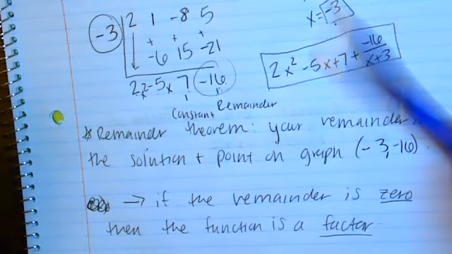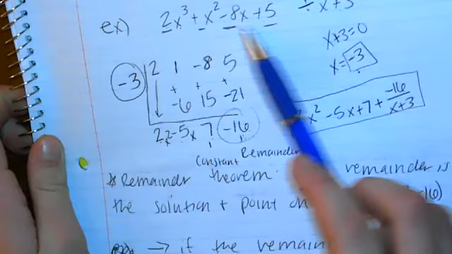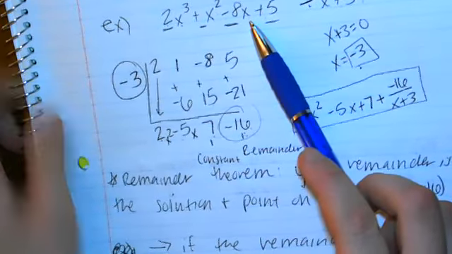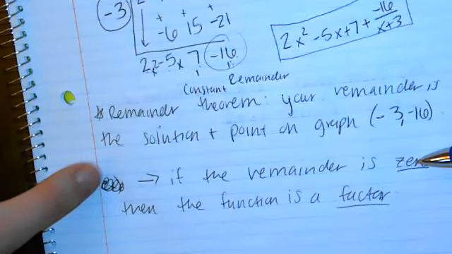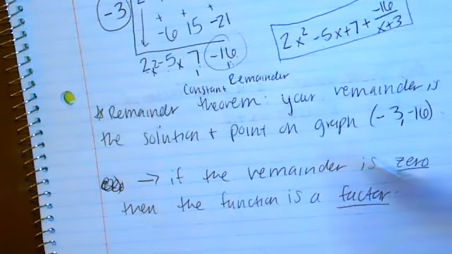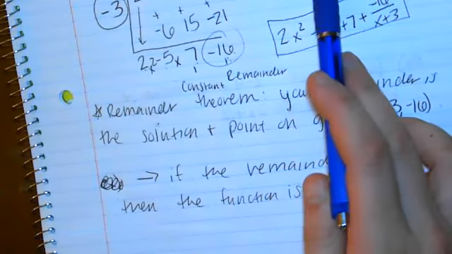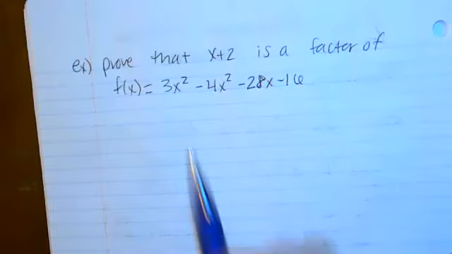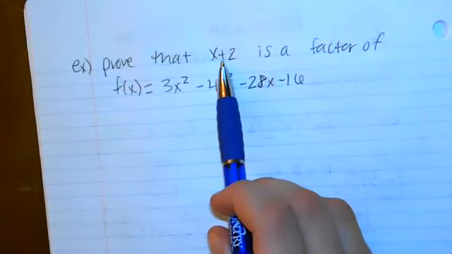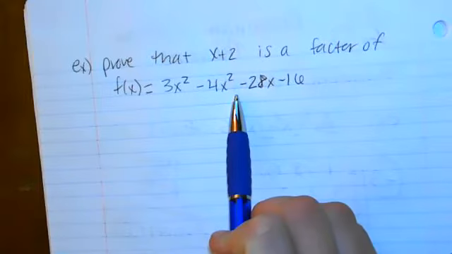All along, we've been trying to factor functions like this in order to find its solutions. When you use the remainder theorem, if your remainder is 0, then whatever you divided by, in this case x plus 3, is an actual factor or x-intercept or solution or 0 to that function. The next two examples are going to deal with that. I'm going to ask you to prove that the following function is a factor of this function.